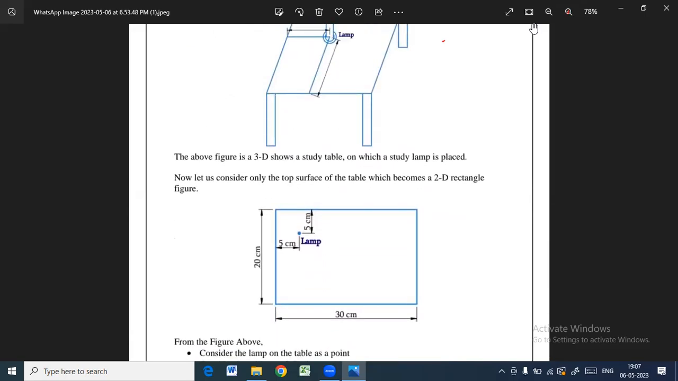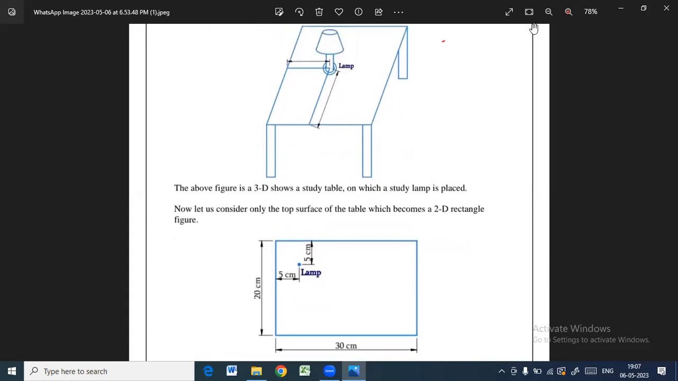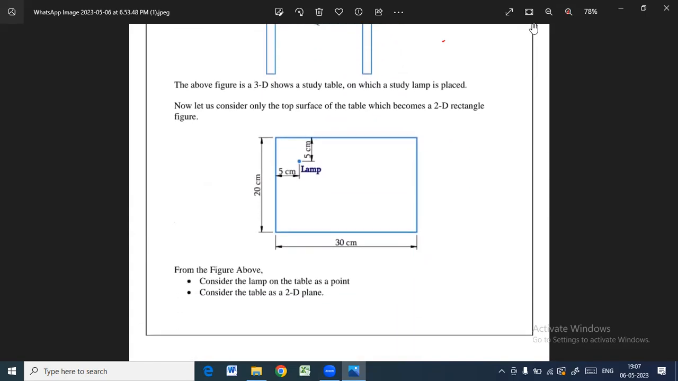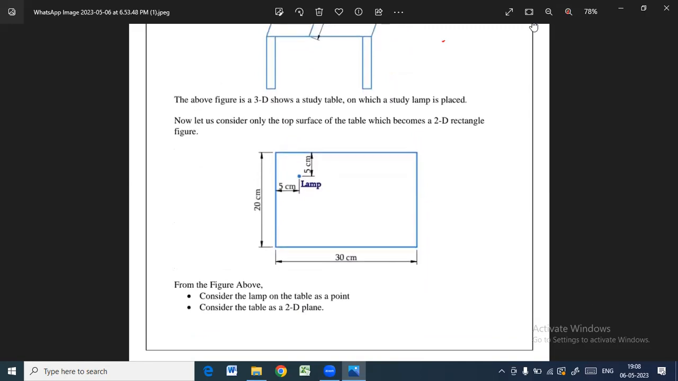I observe the table in the 2D diagram. This is the lamp. Length is 5 centimeter and breadth is 5 centimeter. The table length is 20 centimeter, breadth is 30 centimeter. So from the figure above, consider the lamp on the table as a point. Consider the table as a 2D plane. The lamp is the point. Okay na?